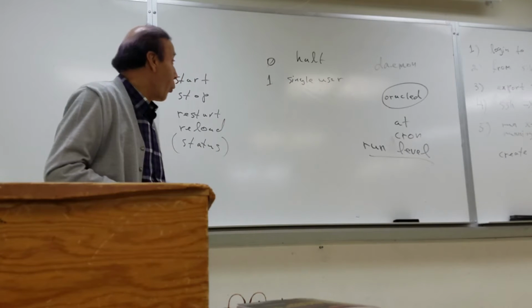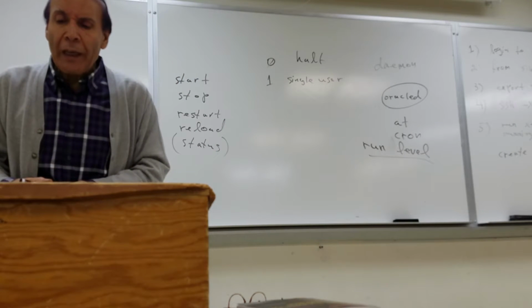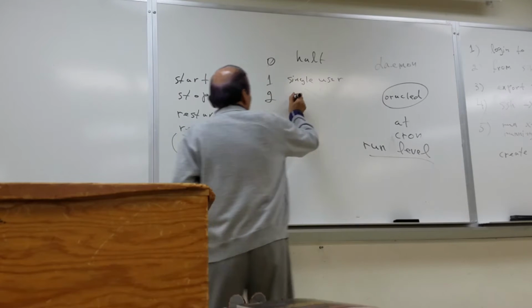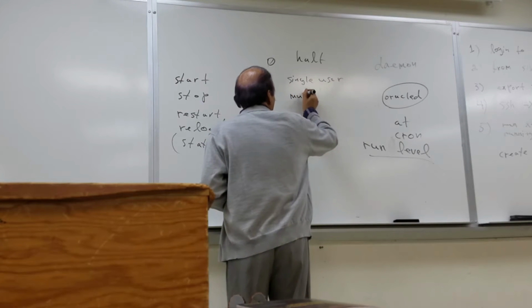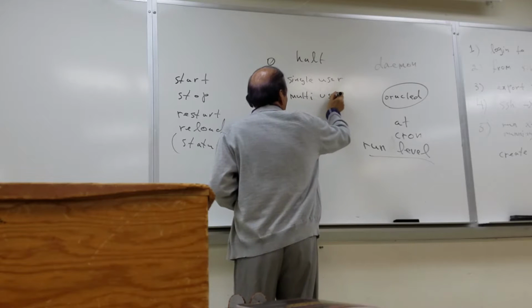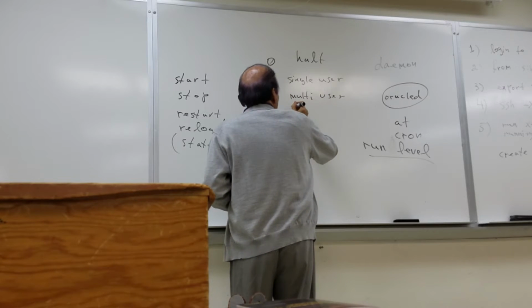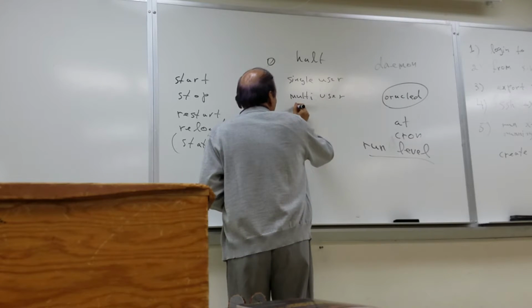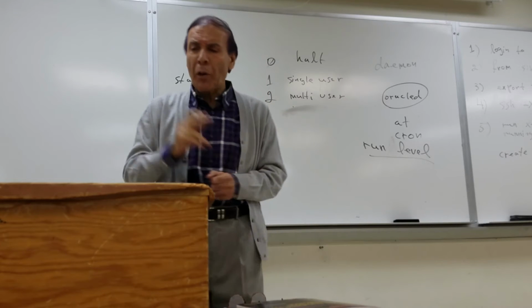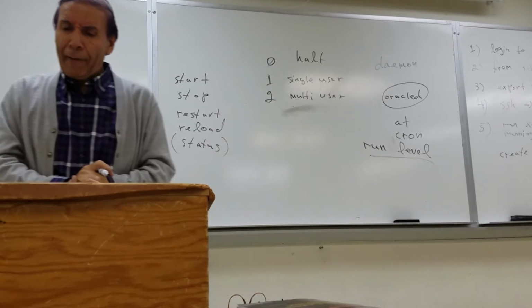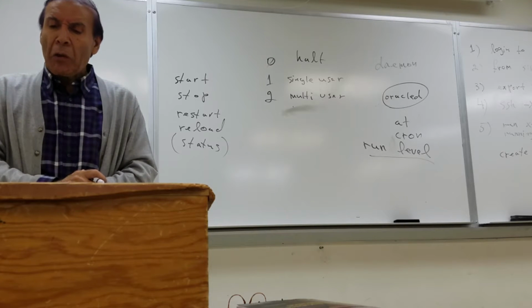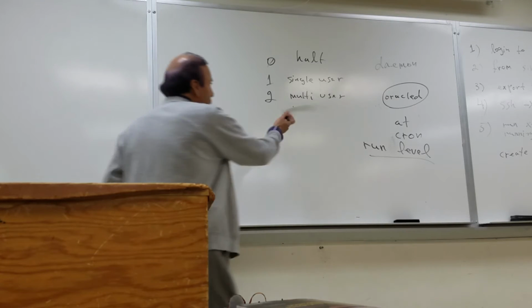So this is run level 1. Run level 2 is multi-user and multitask. I think that's about it: multi-user, multitask, and no networking. Actually, multi-user, no networking, no graphics, only multi-user, no networking.